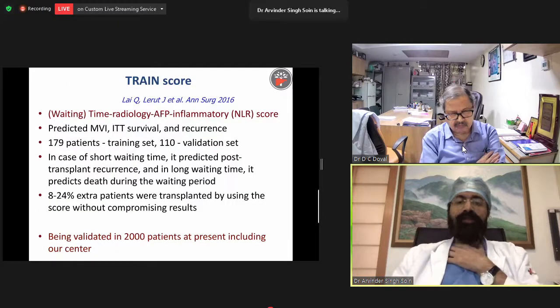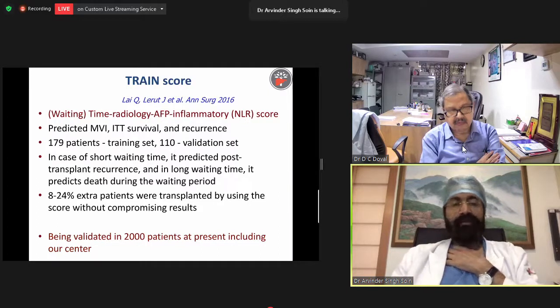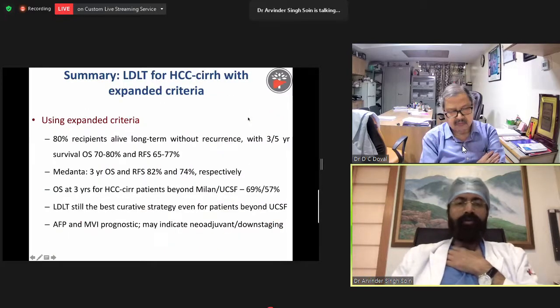TRAIN score is another score that has been described by Jean Leroux, and we've actually published 3 papers together on this. It basically includes time, radiology (TR), AFP, and inflammatory markers, that's NLR. So it's a TRAIN score, and again, it is based not just on the waiting period and radiology, but also on biological scores. I'm not going to go into absolute details of these. I just want to give you an idea of how biological criteria work better nowadays.